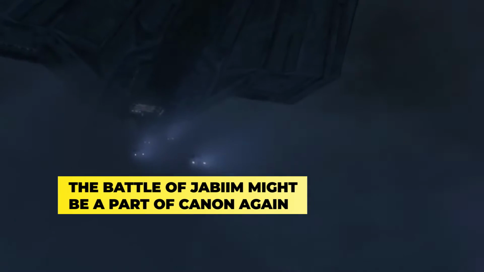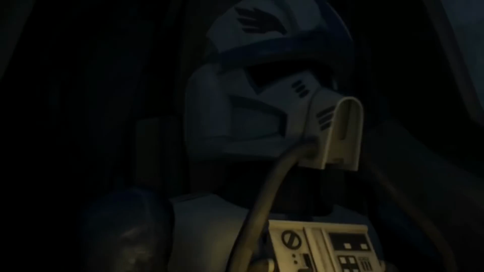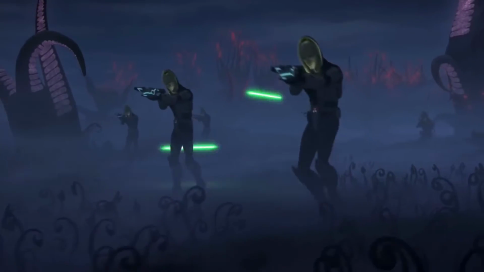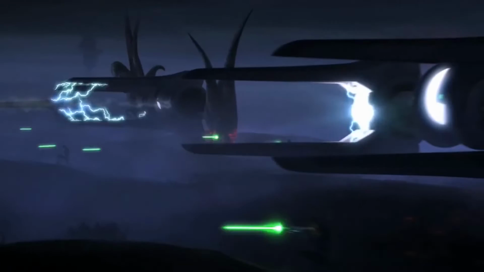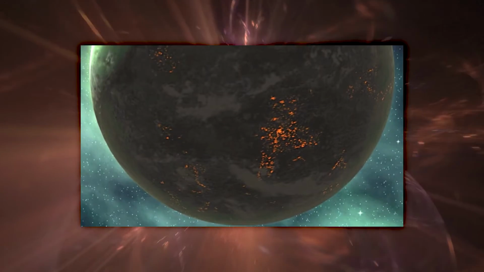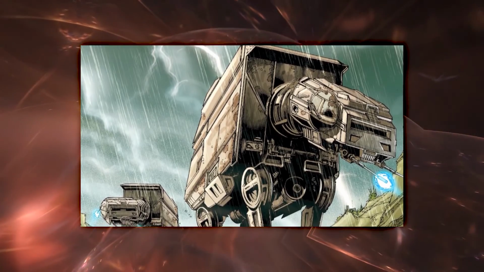Next, the Battle of Jabim might be a part of canon again. The Clone Wars era of Star Wars is one of the most brutal and fascinating times in the story's timeline. After all, it's a full-on war between the Republic and the Separatists. And even though we've seen much darker things after Order 66, they can't even touch the war in terms of sheer scale. Now in Clone Wars, we've seen tons of super bloody battles that have changed the course of Star Wars history. And much like the infamous Siege of Mandalore, the Battle of Jabim also plays a pivotal role in threading out the path toward the fall of the Jedi Order.